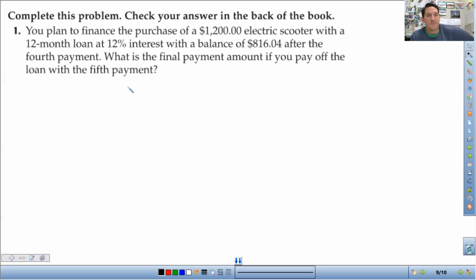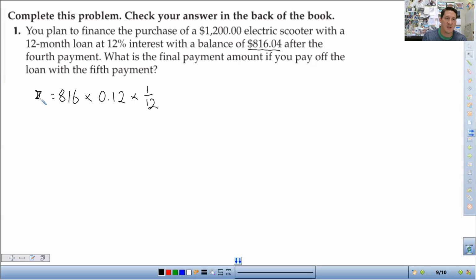So you plan to finance the purchase of a $1,200 electric scooter with a 12-month loan at 12%. The balance is $816 after the 4th payment. What's the final payment if you pay it off with the 5th payment? So we're going to take the current balance, $816, times the interest, which is 12%, times 1/12. The time is always 1/12.